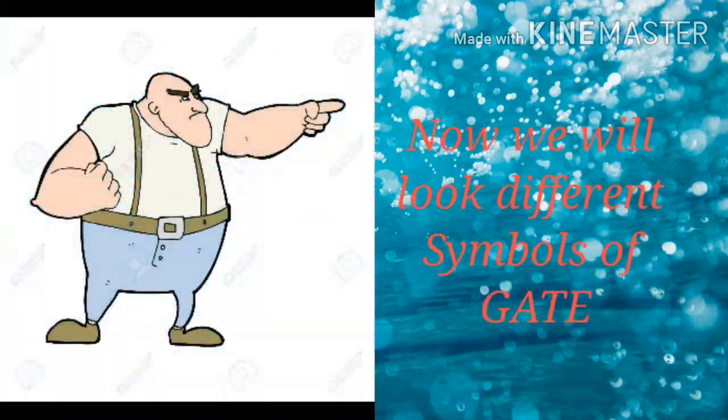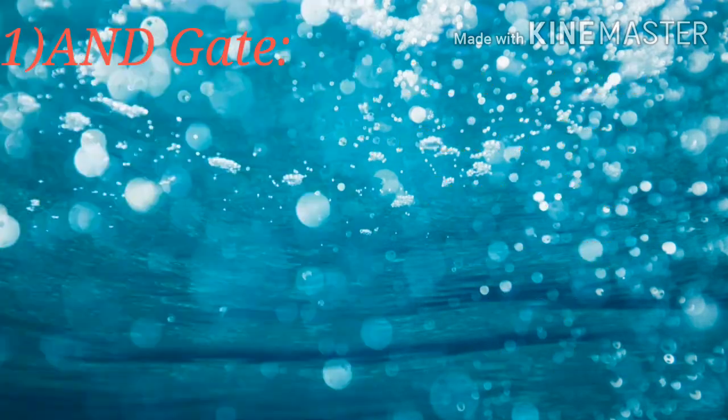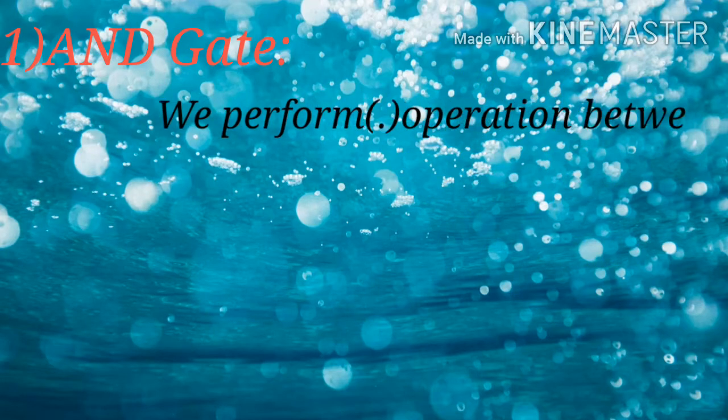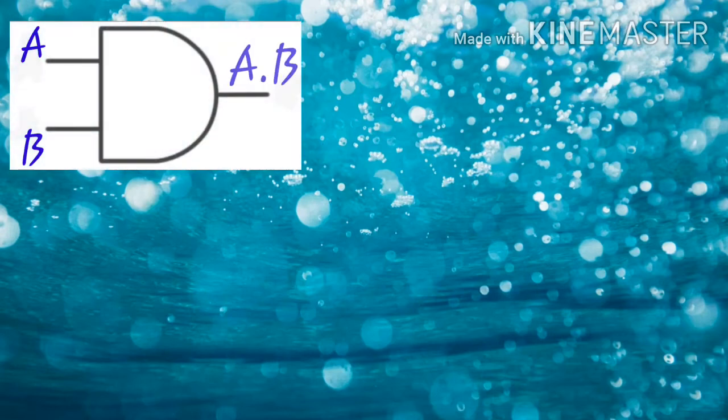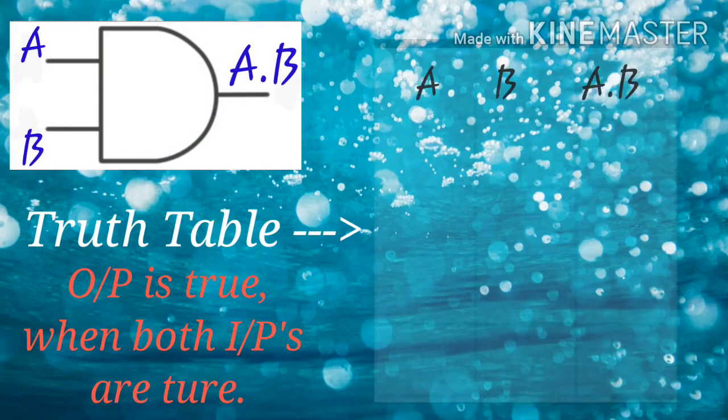Let's learn about gate symbols and their truth tables. 1. AND gate: we perform multiplication or dot operation between 2 or more inputs and produce only one output. Output is high only when both the inputs are high, that is 1.